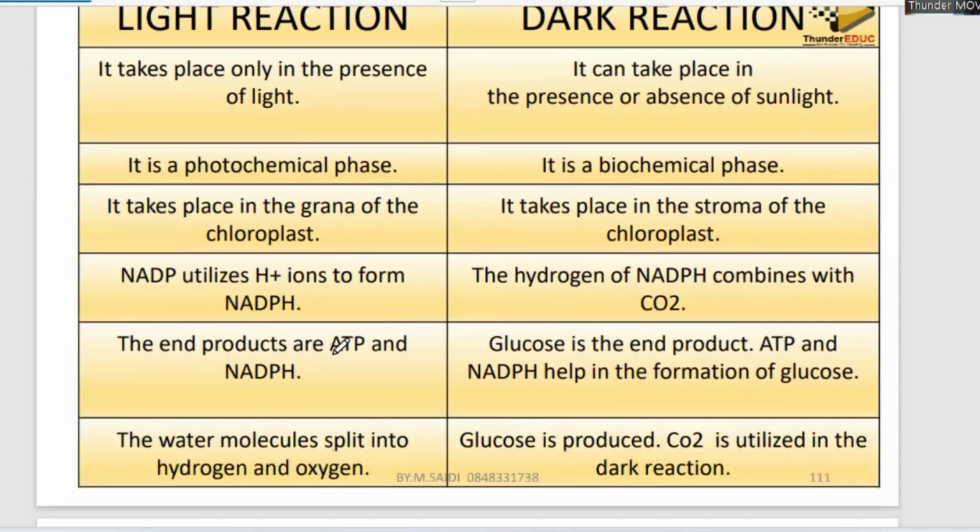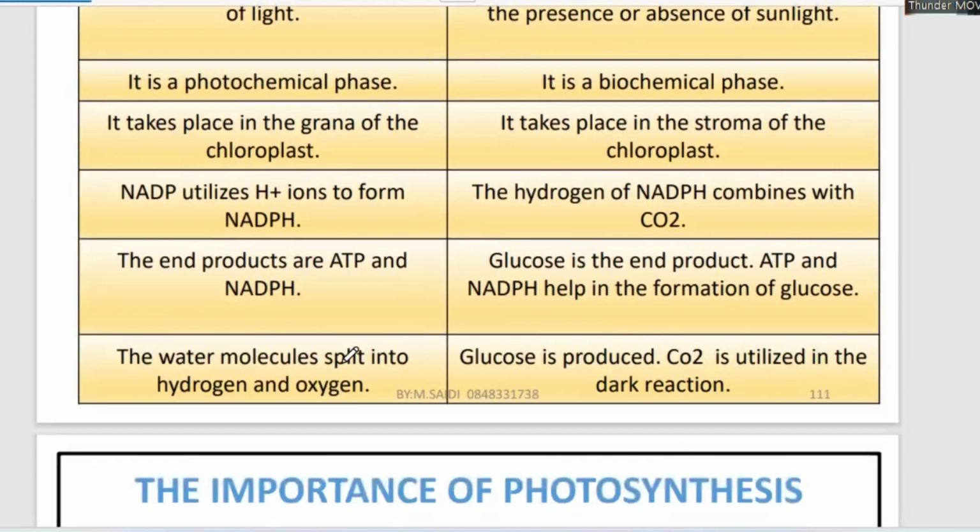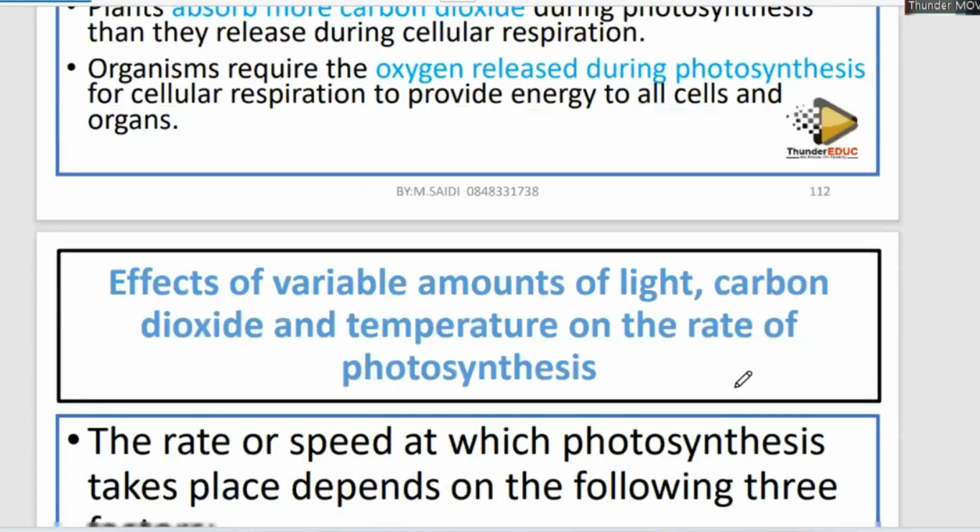Here, the end products are ATP and NADPH, while on the other side, the NADP and ATP are being used, meaning that the end product will be glucose. Here, water will split, and then hydrogen and oxygen are being released, while here, glucose is produced. Carbon dioxide is utilized in this dark phase.